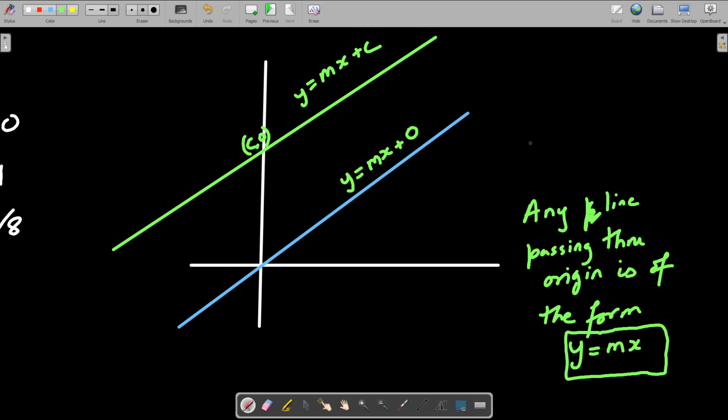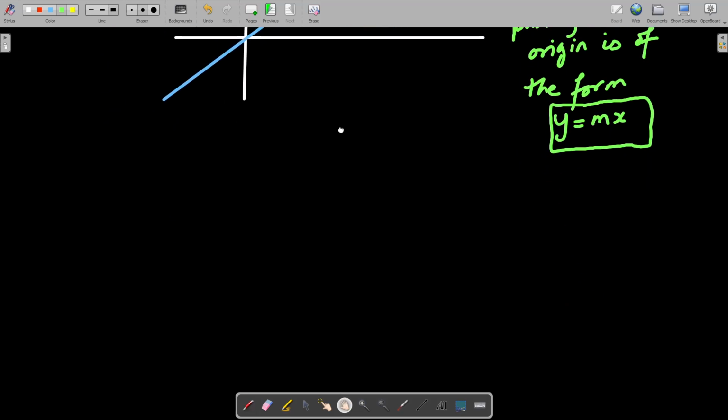So this much is clear now. One advantage here is that when a line passes through the origin, it does not have a constant term involved. That is what I had to tell you. Any line passing through the origin is of the form y is equal to mx. Now let's go to what we were specifically working out.